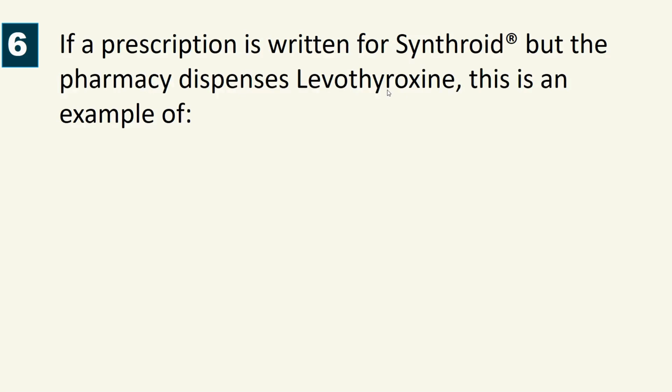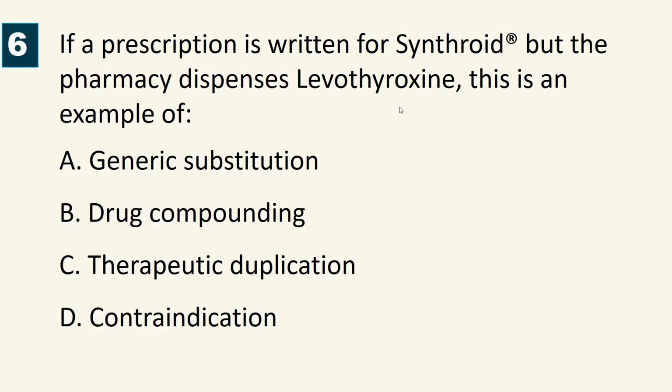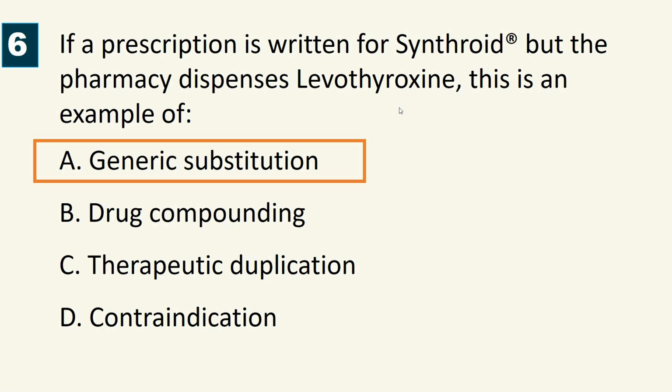Next, a prescription written for Synthroid, but the pharmacy dispenses levothyroxine. This is an example of A, generic substitution, B, drug compounding, C, therapeutic duplication, D, contraindication. Correct answer is generic substitution.